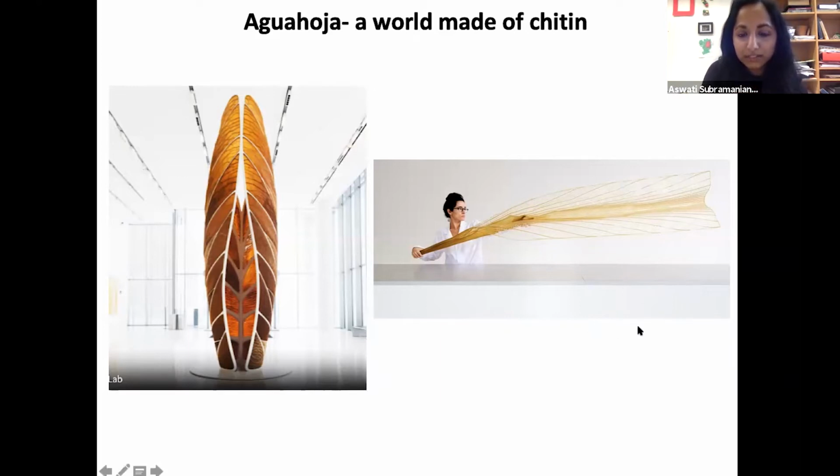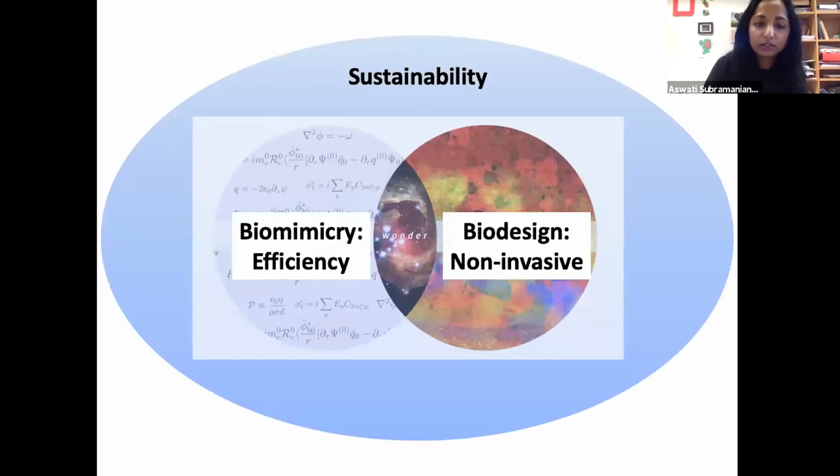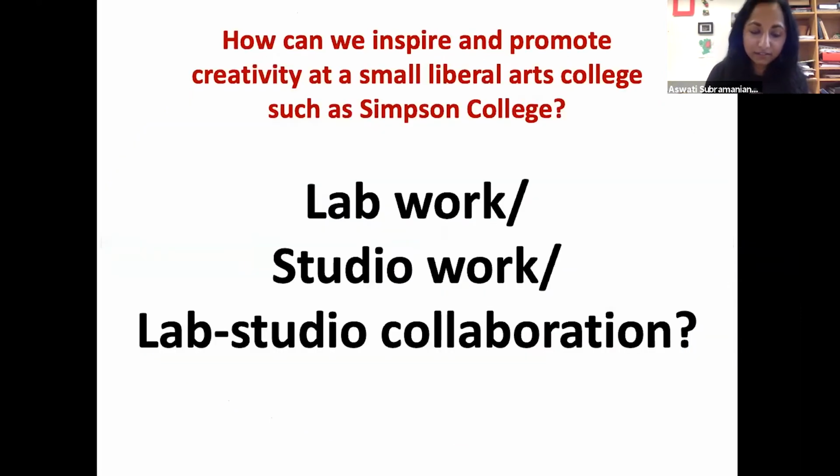And she's also built these wing systems that are light and feathery. And so this is an extremely beautiful example of combining biological design and biomimicry in our world. And so while biomimicry gives us efficiency in systems, biological design is important to create these non-invasive systems. So how do we use these concepts at Simpson College?